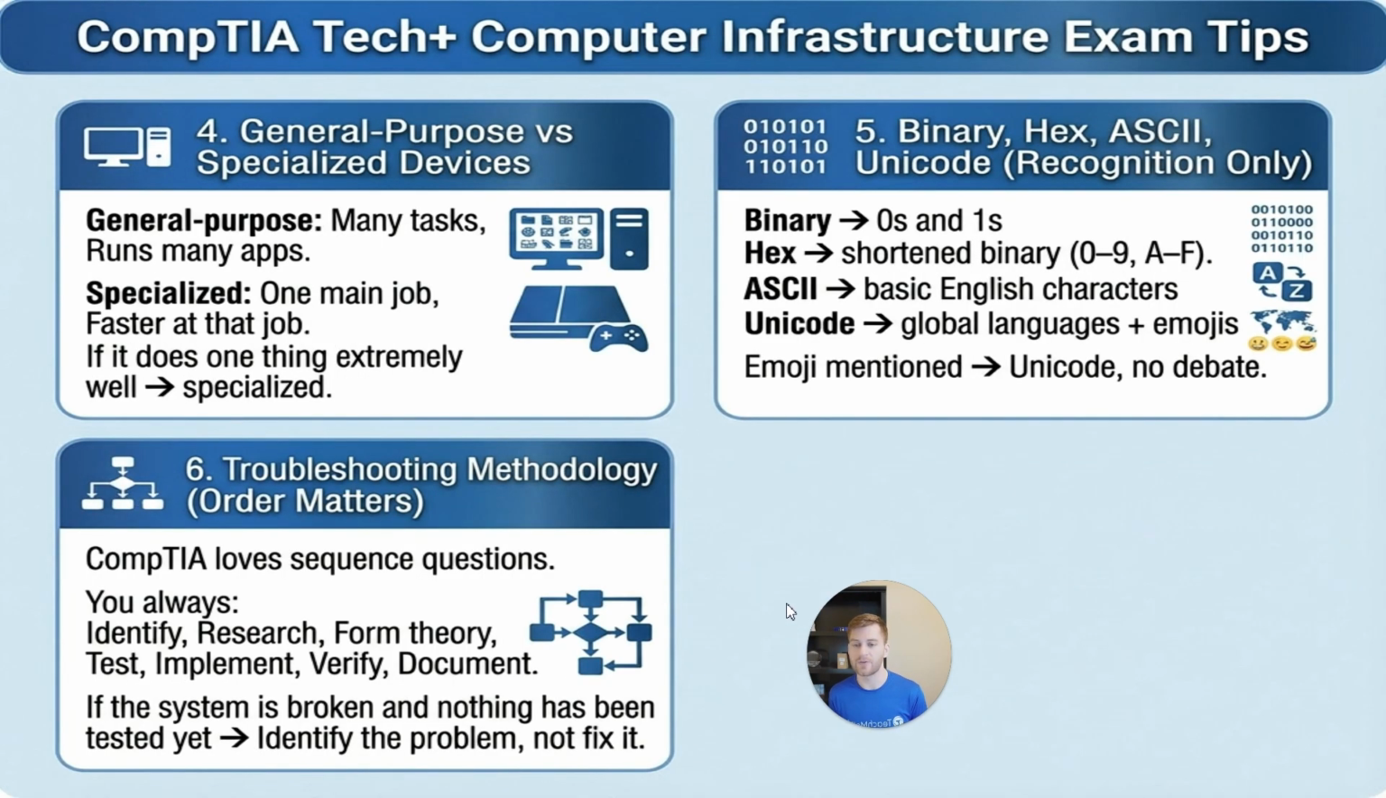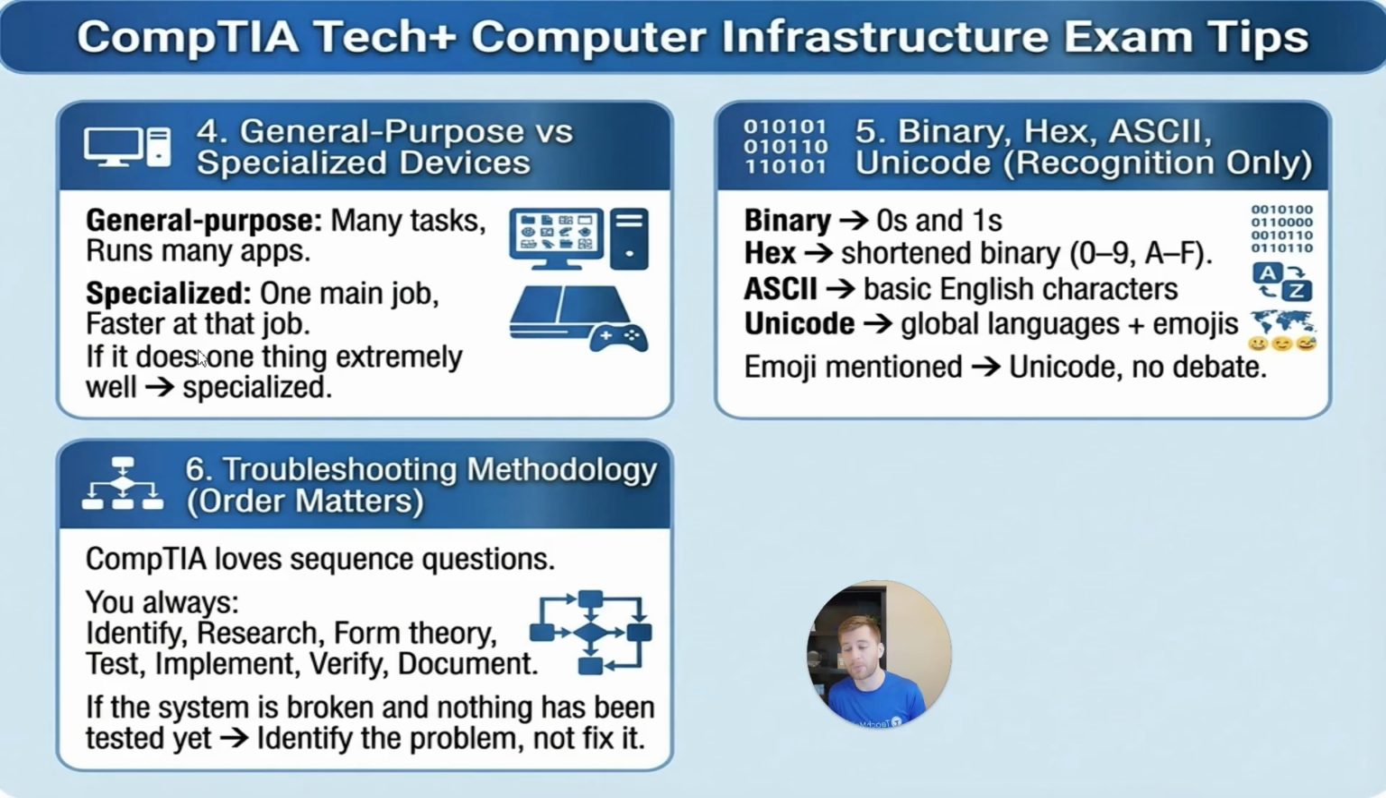From here, we have our final exam tips for this section. General purpose versus specialized devices. Remember, our general purpose, they do many tasks. They run many different apps, applications, software, things like that. Our specialized devices, on the other hand, those have one main job. Normally, they're very niche, very specialized. They're faster at that specific job.